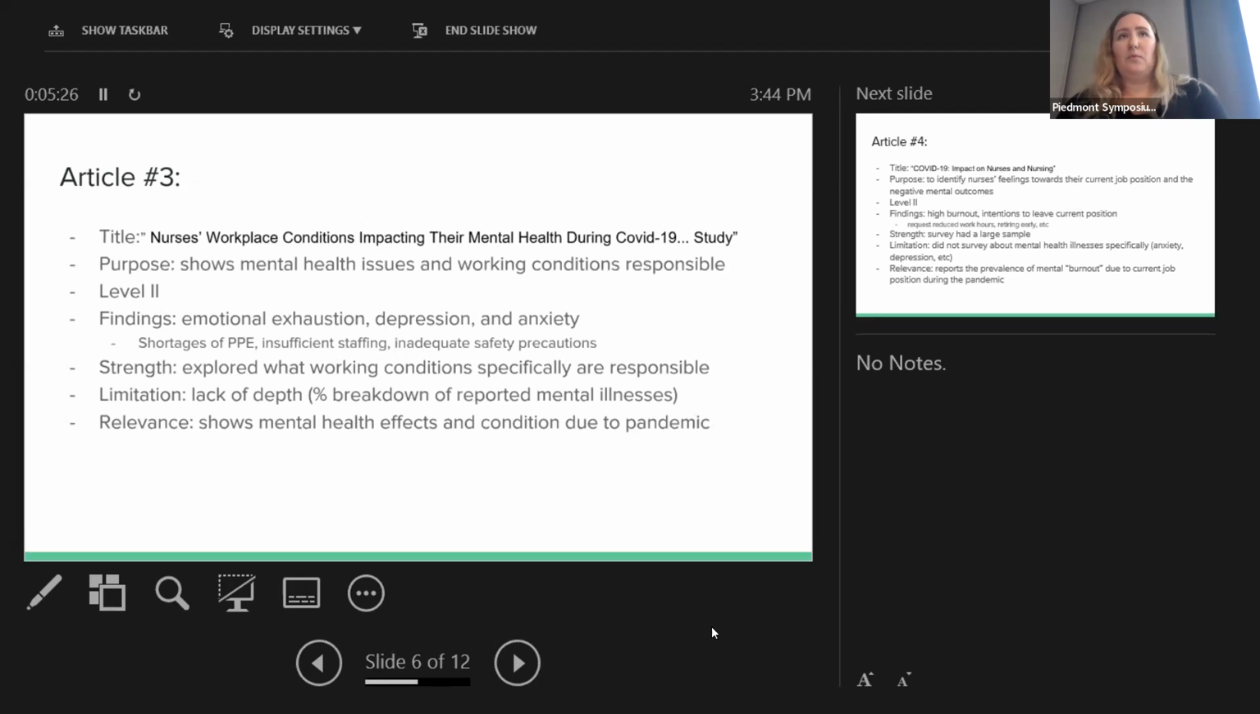Some of the most common reported working conditions amongst this group were shortages of PPE, insufficient staffing on the unit, as well as inadequate safety precautions in place. The strength here was that it did explore the working conditions and some contributing factors responsible, and gave a little bit of that background and insight. But the weakness was that there wasn't a specific percentage breakdown of who more or less reported emotional exhaustion, though researchers said that was what was most reported. But this is relevant because it is still showing that breakdown in how many people had experienced these mental battles.